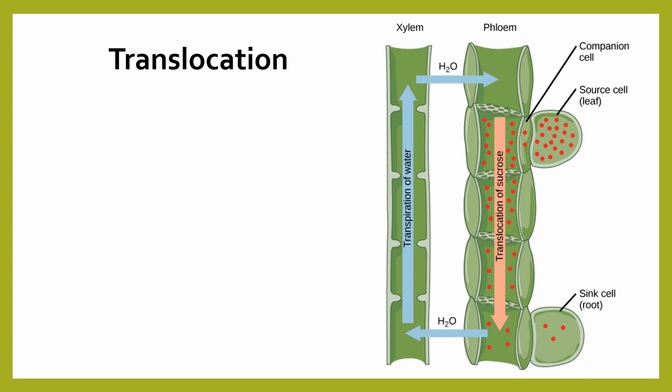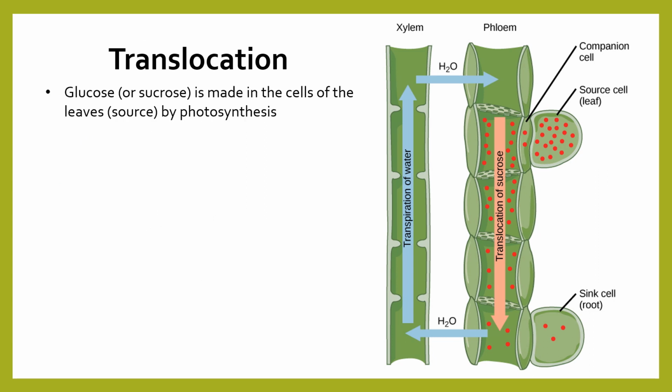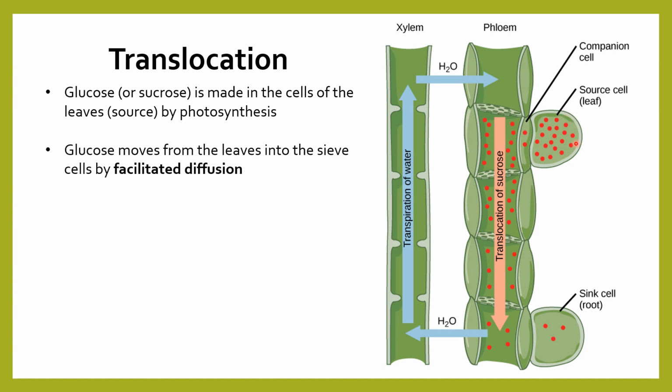So let's look at the process of translocation. Glucose, or sucrose in some cases, is made by the cells in the leaves, which we call the source. So the source cell is the leaf. That's where the glucose is coming from. It's made through the process of photosynthesis. The glucose moves from the leaves into the sieve cells by facilitated diffusion. So it's moving this way by facilitated diffusion, using protein channels and carrier proteins.